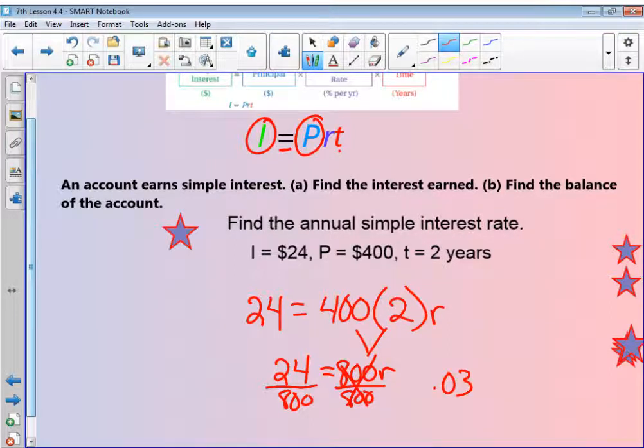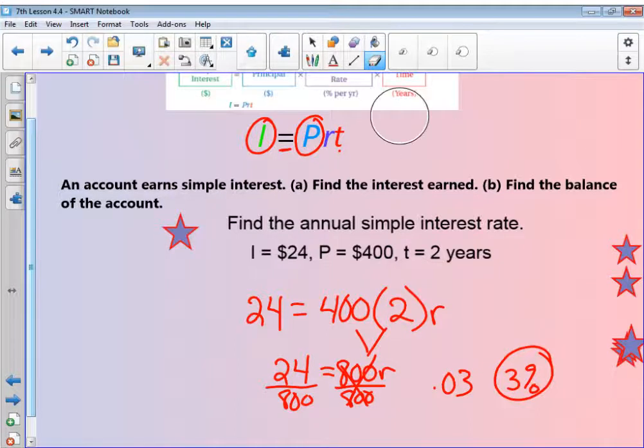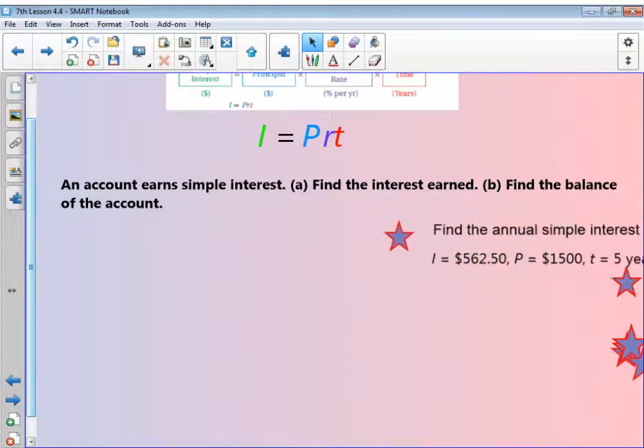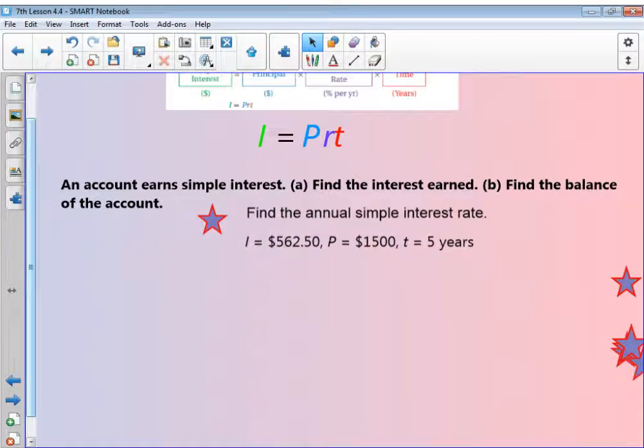Now remember, we're figuring the percentage, find the interest rate. So rate is a percentage, that would be 3%. So I just found out that we were earning 3% on that account, okay? And I don't have to do a second step here, they just wanted to know what the percent rate was. Okay, so let's try one more.